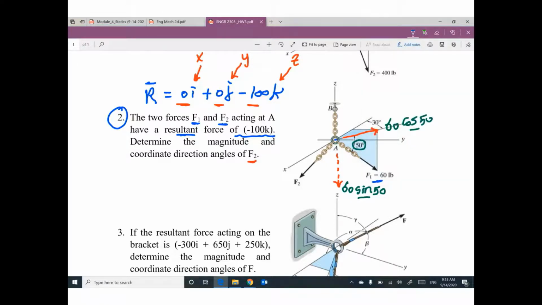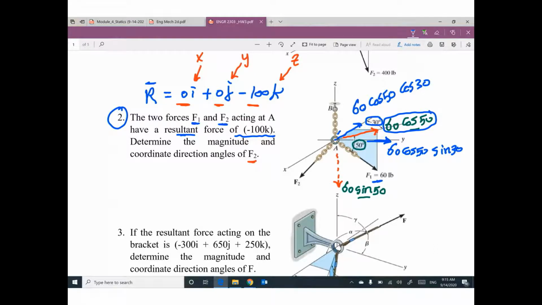Second step, we need to break this projection line component, this value, to y and x using the second angle 30. So we have 60 cosine 50, which is the value of the projection line, sine 30. We have 60 cosine 50 cosine 30.